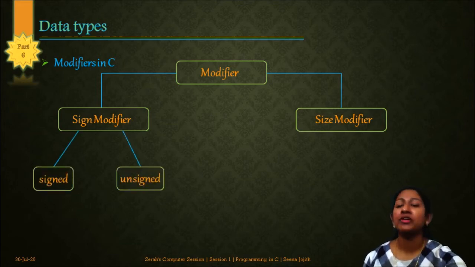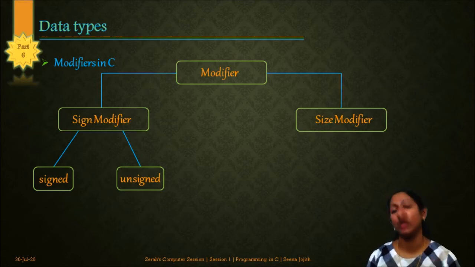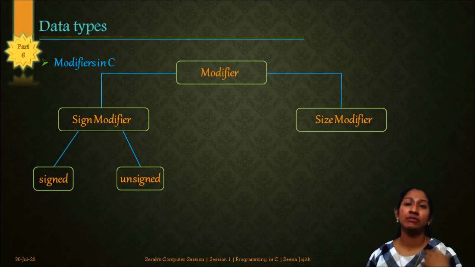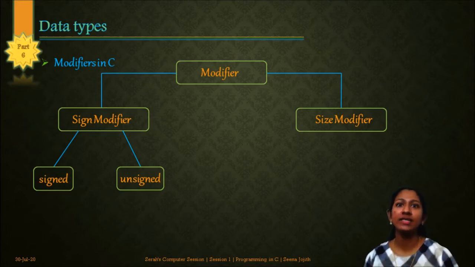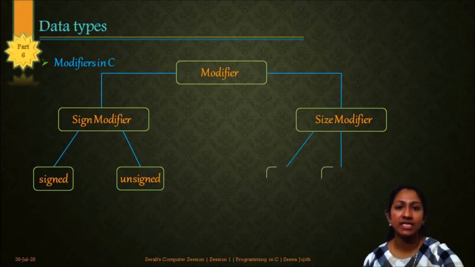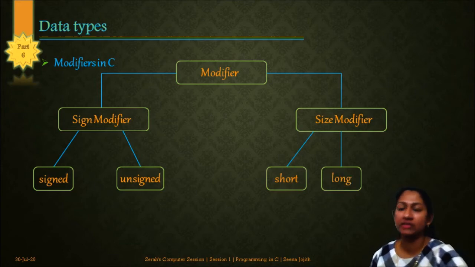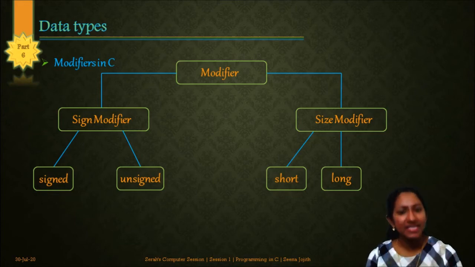Yes, sign modifier is of two types. You have already studied what signed and unsigned are if you have watched my previous videos. Signed is used for storing both positive and negative values, and unsigned is used for storing only positive values. There will be no provision for storing negative values. I'll come back to the sign modifier after mentioning what size modifiers are. They are basically of two types, short and long.